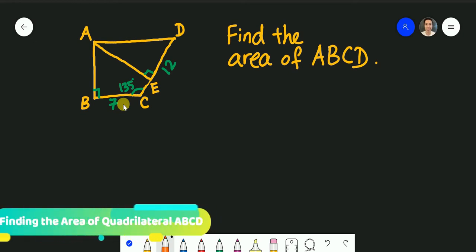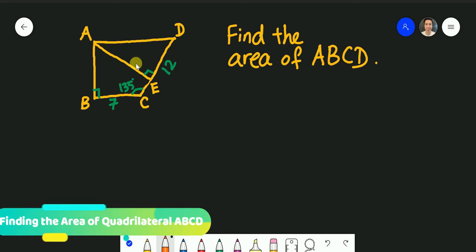Actually, students will tell me that they can split this diagram into two parts. One is a triangle, AED, and the other one, they will say, is a trapezium, right? But in fact, this is not a trapezium because we have no two parallel lines. We can see here AB and CE are not parallel, and neither are AE and BC.